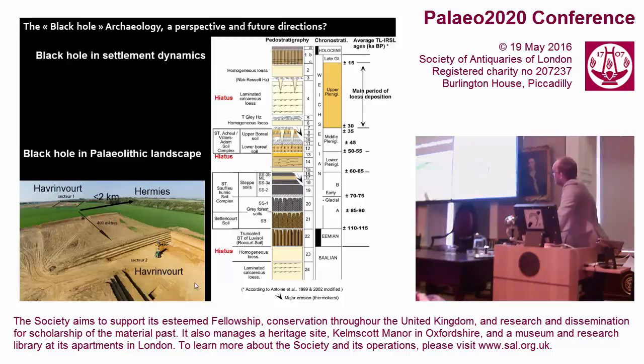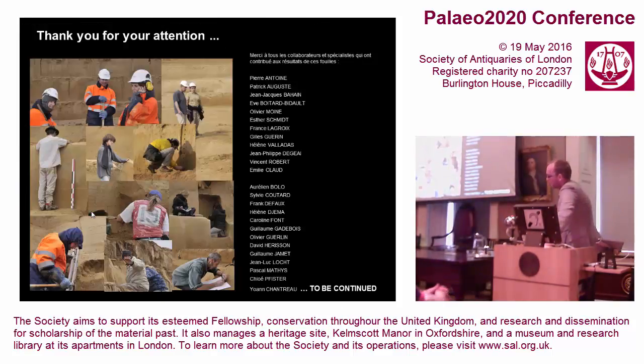Here we have the example of Havrincourt, Hermies, and the two sectors of Havrincourt. We have 400 meters between the two, and just 2 kilometers between Havrincourt and Hermies. Here in the valley, at the Hermies site, we have knapping activities. We have Havrincourt 1 with butchery activities, only very short butchery activities. And in Havrincourt 2 we have butchery activities and resharpening activities. But how did Neanderthals use the area between these sites? It's a good question, and probably an opportunity for us to have a whole landscape approach on this project, and we have to dig all these parts, but it has a cost, so we will see. Thank you for your attention.